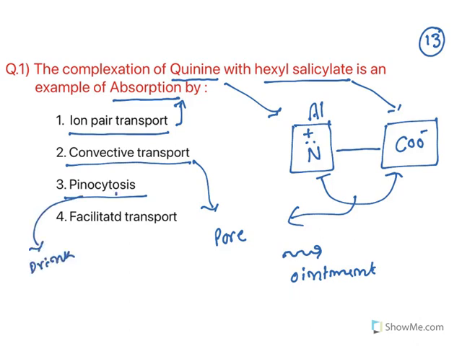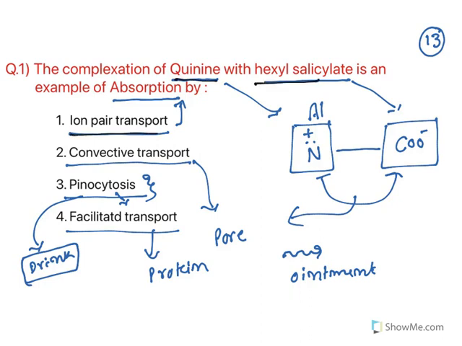Now, pinocytosis, pino in Greek means to drink. Cyto means cell. This is literally nothing but cell drinking. Cells can take up liquids in this process called pinocytosis. Now, facilitated transport is with the help of transport proteins. They will help in transporting the molecule or absorption of the molecules, and that is called facilitated transport. So, the quinine with hexyl salicylate is an example of ion pair transport.